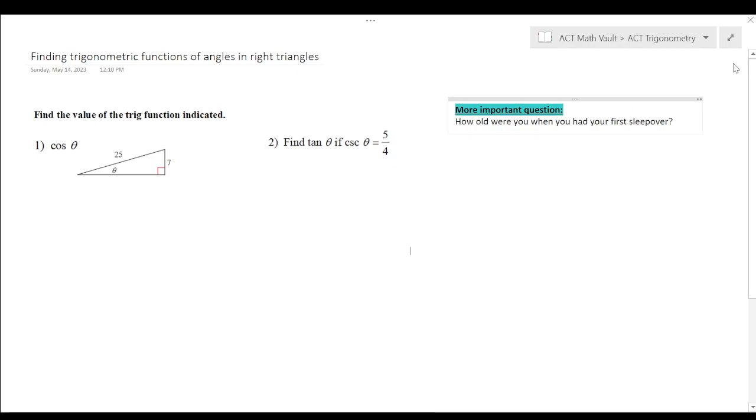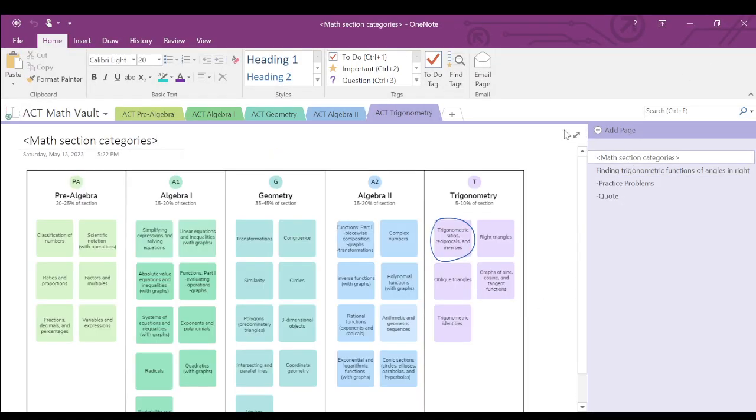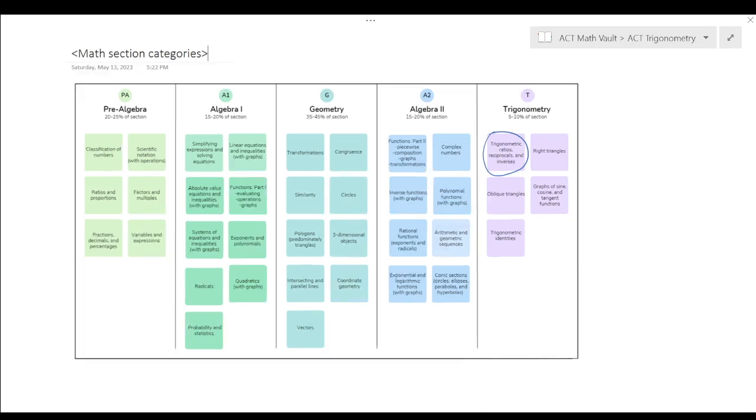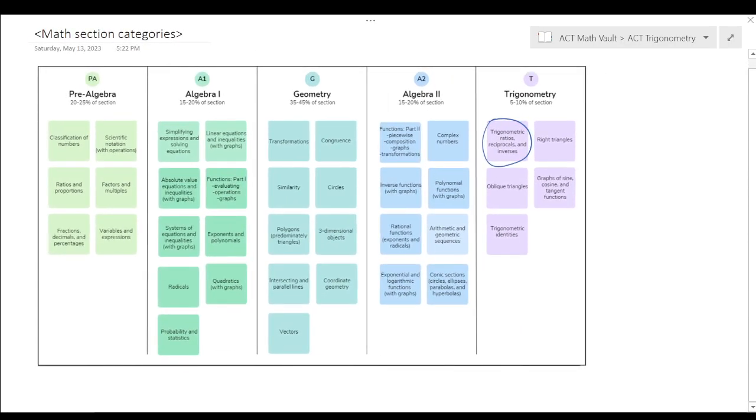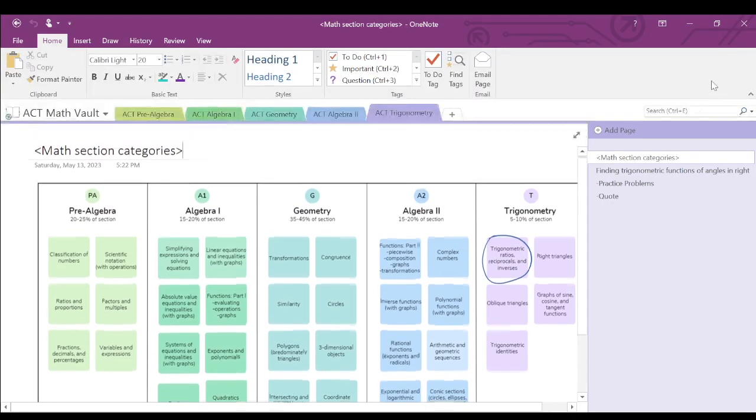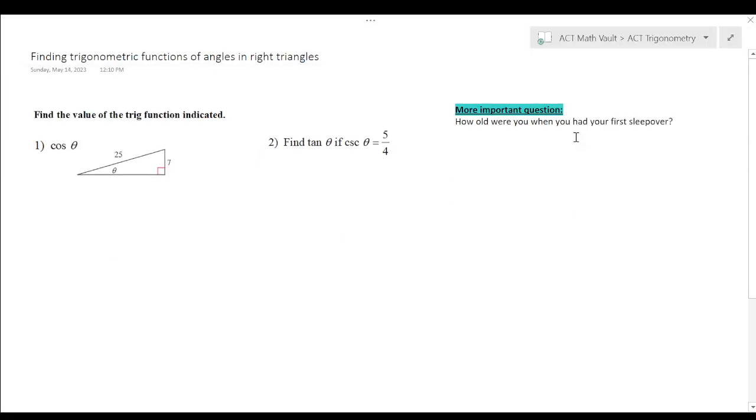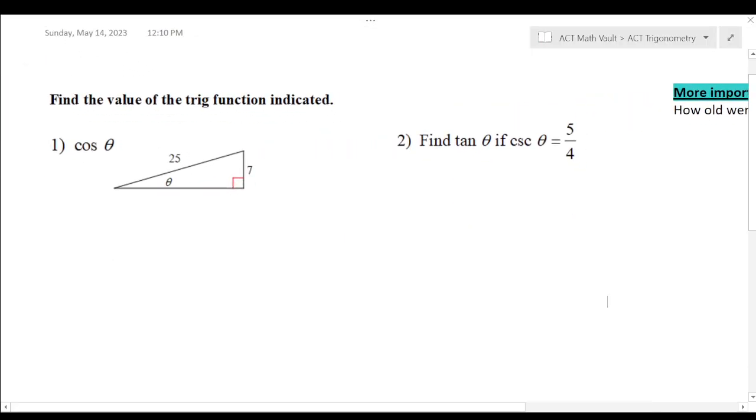Okay, before we dive in, let's talk about the math section. Trig is a very small portion of this math section, but it is always on there. It's only like 5 to 10% of the section, just a few questions. But you can guarantee that you'll find something on there related to the trig ratios. And these problems chosen today seem to fit the mold of several problems that I've seen before.